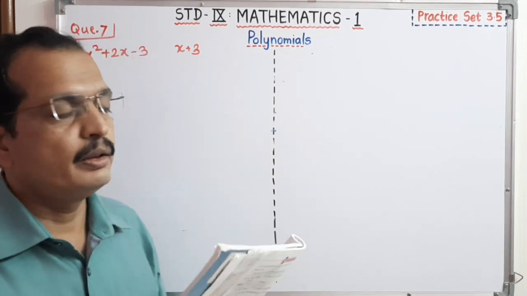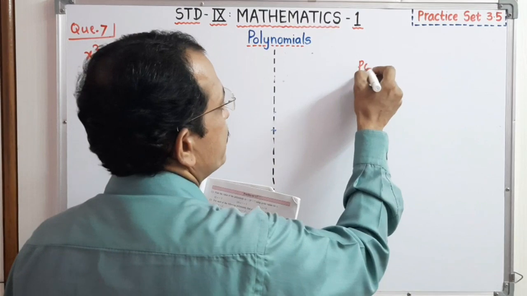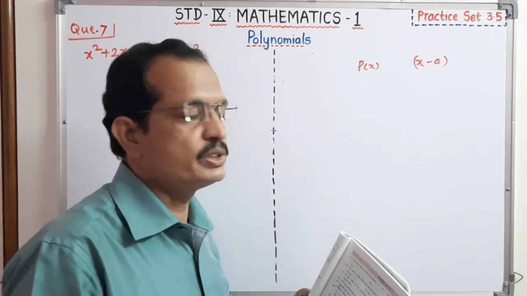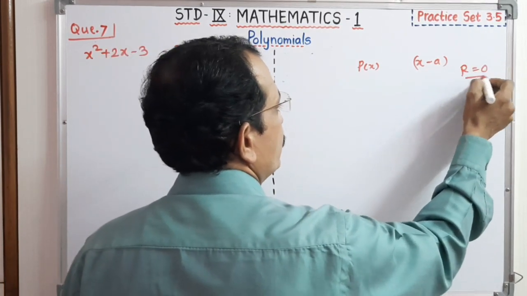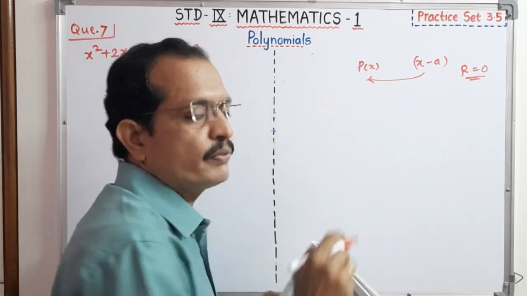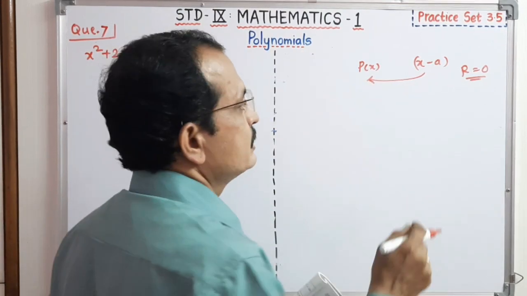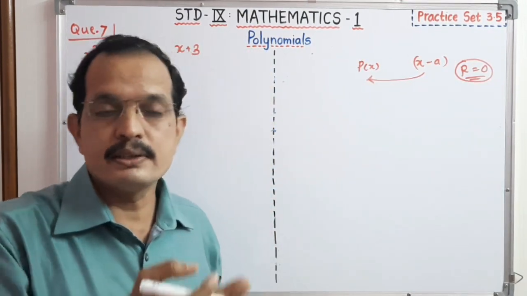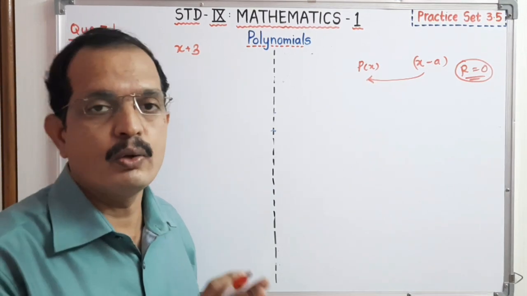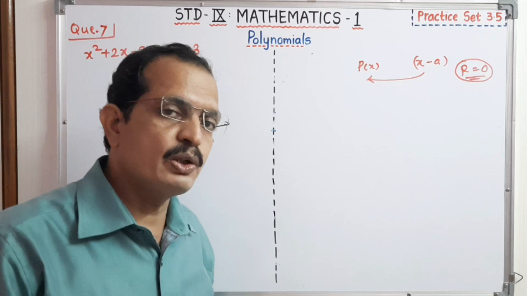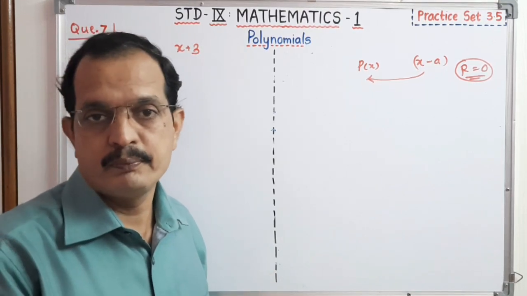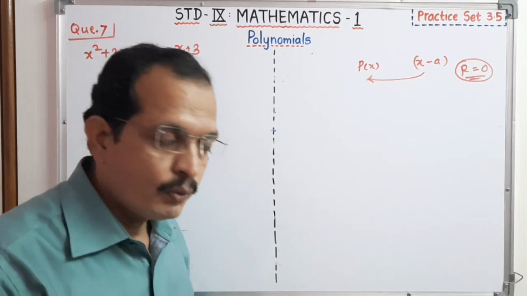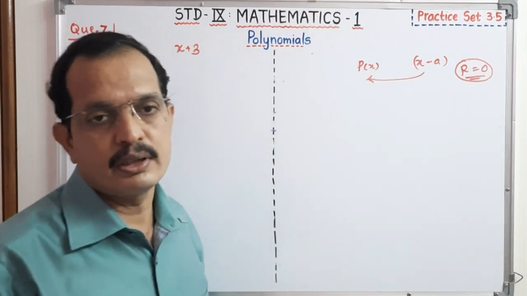If we divide any polynomial, suppose px is a polynomial, with x minus a, after division, if the remainder is 0, then this x minus a is a factor of the given polynomial. That means to decide whether divisor is a factor of dividend, we have to find out the remainder. If remainder is 0, then the divisor is a factor of dividend. If remainder is not 0, then divisor is not a factor of dividend. That means to find out the remainder is the important thing.